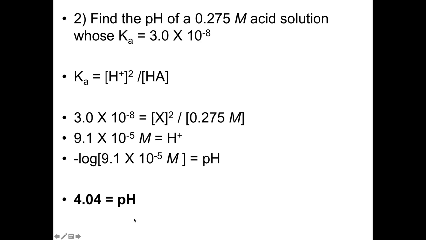For the second one here, we find the pH of a 0.275 molarity acid solution, whose Ka equals 3.0 times 10 to the negative eighth. Again, Ka is going to equal H plus squared divided by HA. We have the Ka, we have the initial concentration, so we're just solving for H plus. So you plug everything in, it'll look like this. And then when you want to get H plus by itself, it's going to look like this. We'll put that into negative log, and we'll get 4.04 for that.